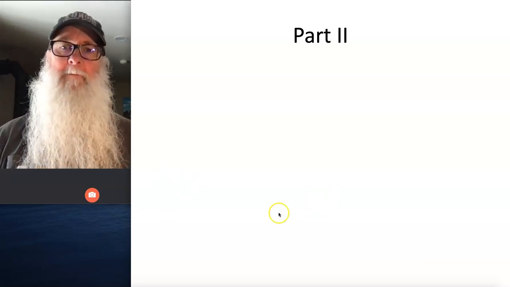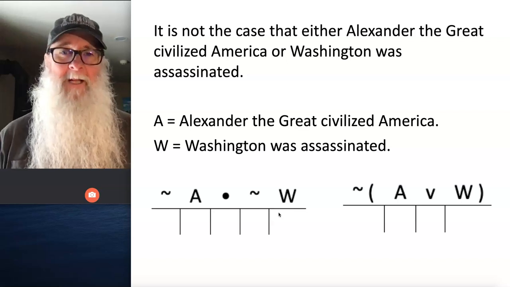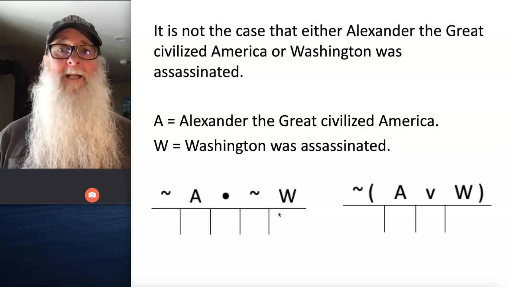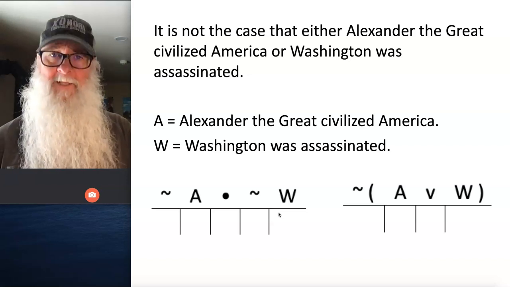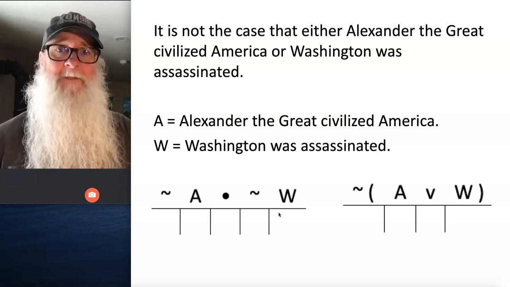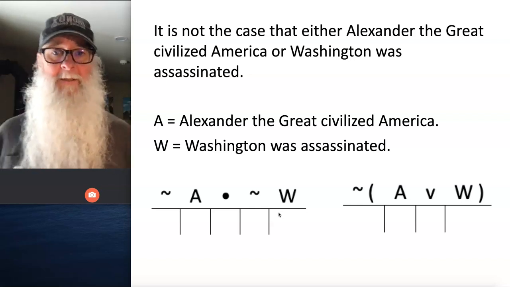Let's check your work for part 2. For number 1, I chose the letter A to represent the statement Alexander the Great civilized America, and W to represent the statement Washington was assassinated. Remember that we're always expressing our simple statements as affirmative statements, and then when we need to negate them in our symbolic representations, we can use tilde to do that.